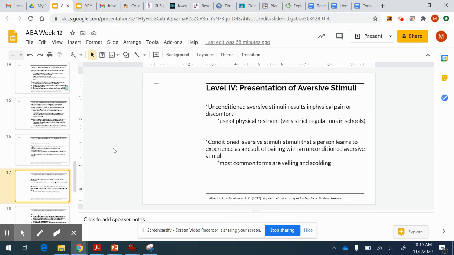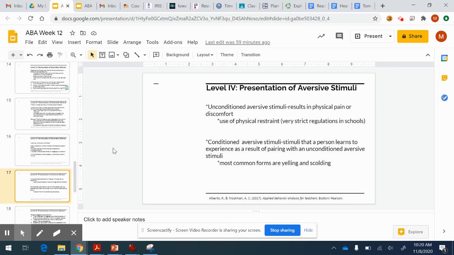Level 4 talks about the presentation of aversive stimuli. Here is my warning to this. This is technically a level, but this is not something that we want to use in school. This will lead to trouble if you use it in school. When we talk about presentation of aversive stimuli, we're talking about actions that result in physical pain or discomfort. The use of physical restraint does fall under this.